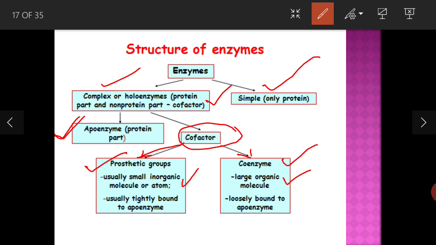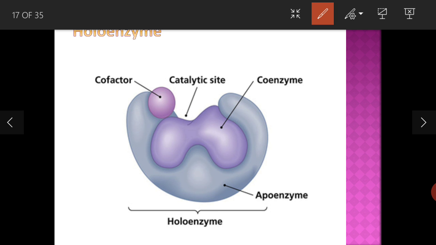It cannot be separated from your enzyme without breaking down of the protein. When you remove that, the enzyme becomes inactive. And the metal ions are usually tightly bound to your protein or the apoenzyme. So apoenzyme, cofactor and prosthetic group are the different terms which are used in this topic.